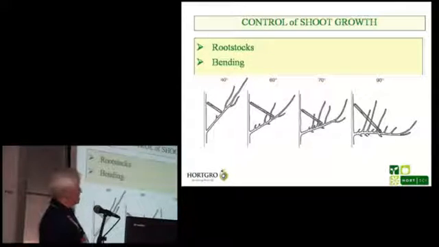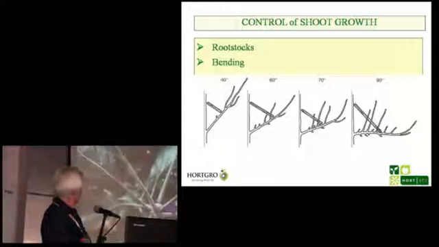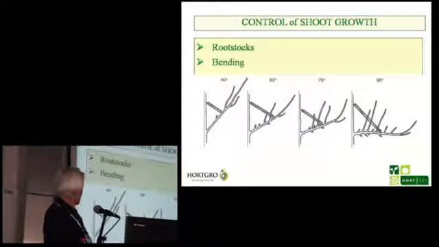For instance, this is typically what the response of an apple shoot will be when we bend it into different positions. You can see that in this case, compared to the upright shoot, we still got some strong growth at the tip of the shoot, whereas if we bend it to 90 degrees, the most dominant buds are now in a different position, and therefore that is where you will find your stronger shoot growth developing.